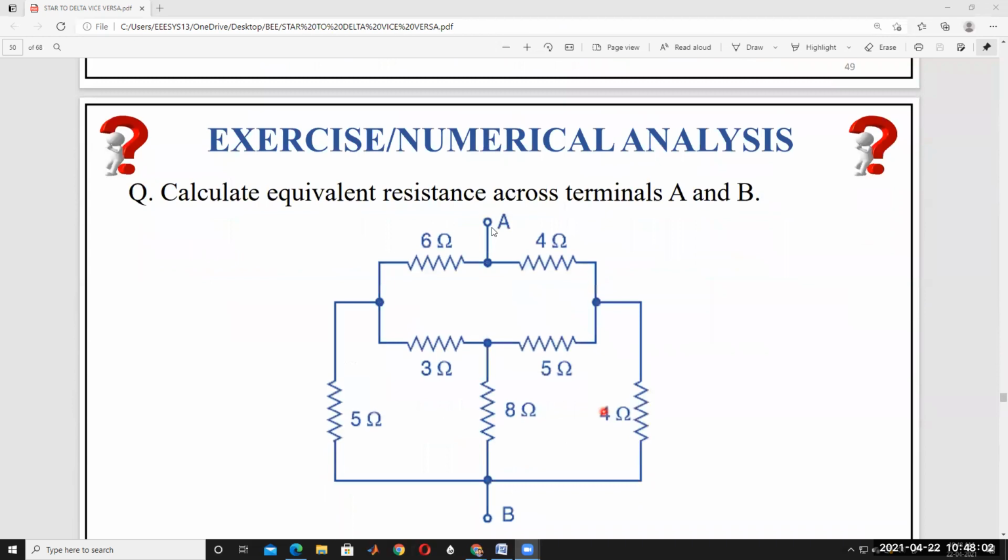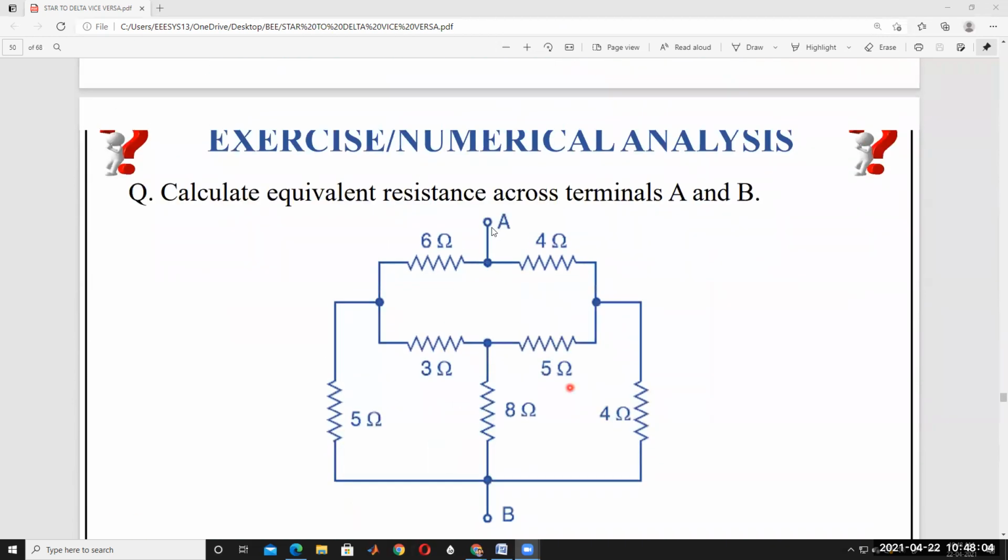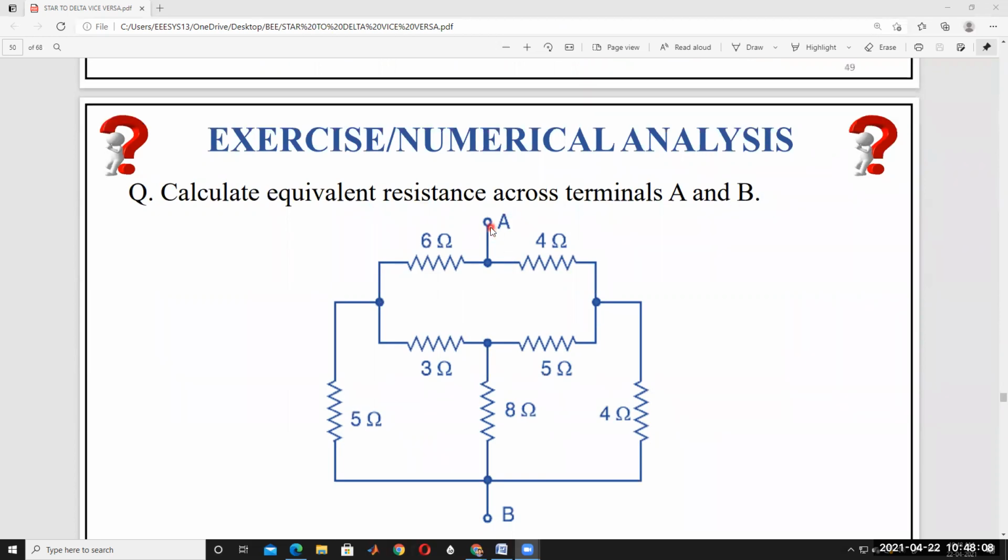Okay, another problem. All of you take this numerical. Calculate the equivalent resistance across the terminals A and B. In between A and B, calculate the equivalent resistance between A and B. All of you take this problem.